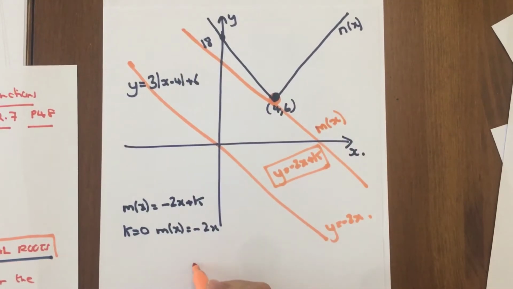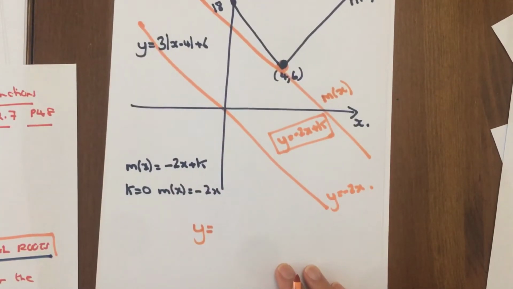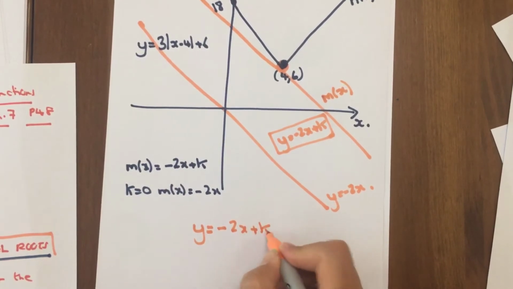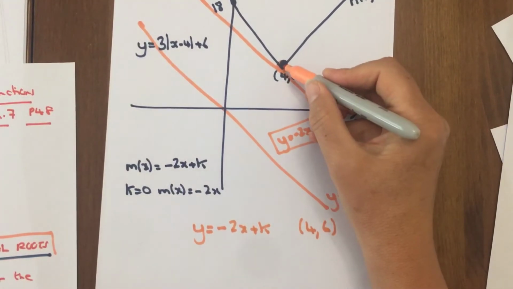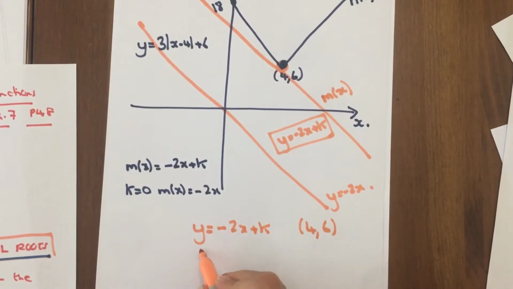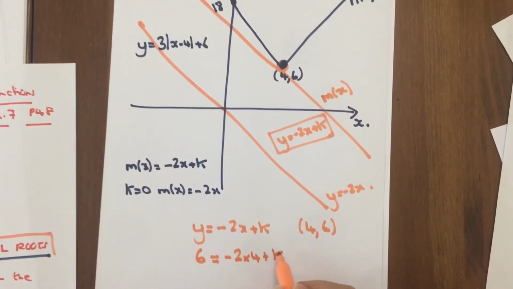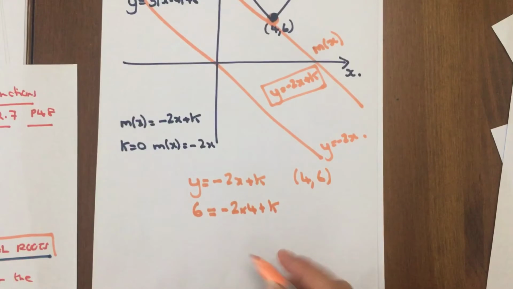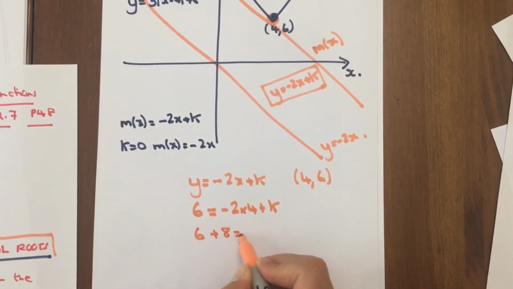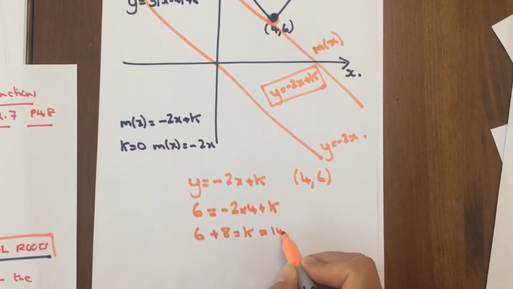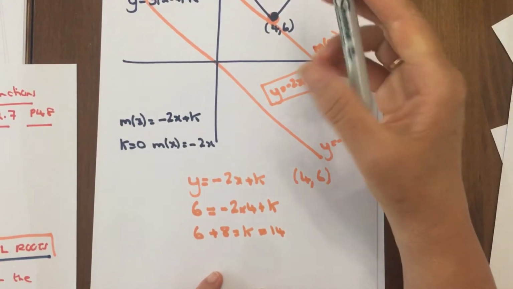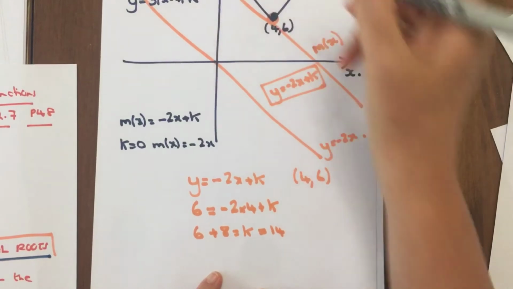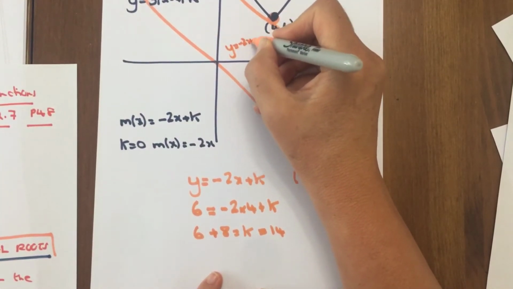So if I look at y equals negative 2x plus k, we know that the point (4, 6) is on this line, this point here. So I'm going to sub that into here. So when y is 6, x is 4. This will give me a value of k. So 6 add 8 will equal k, which is 14. So my value of k is 14, so it will hit 14 here. Okay, so I've got this graph, y equals minus 2x plus 14.